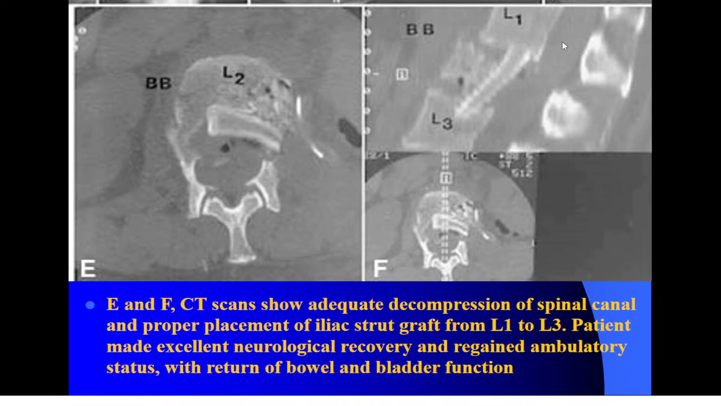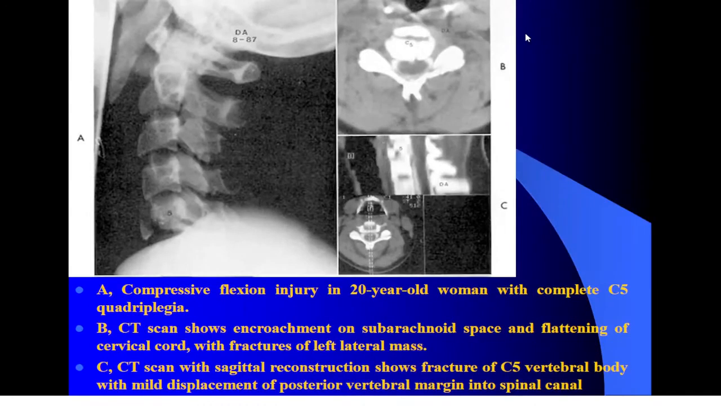On the sagittal plane, you see the spinal cord, the gray colored tissue. It is a grafting fragment, and these are fragments of the vertebral body. So the size of the canal is absolutely normal. Another example of a compressive flexion injury in a 20 years old woman with complete C5 quadriplegia.